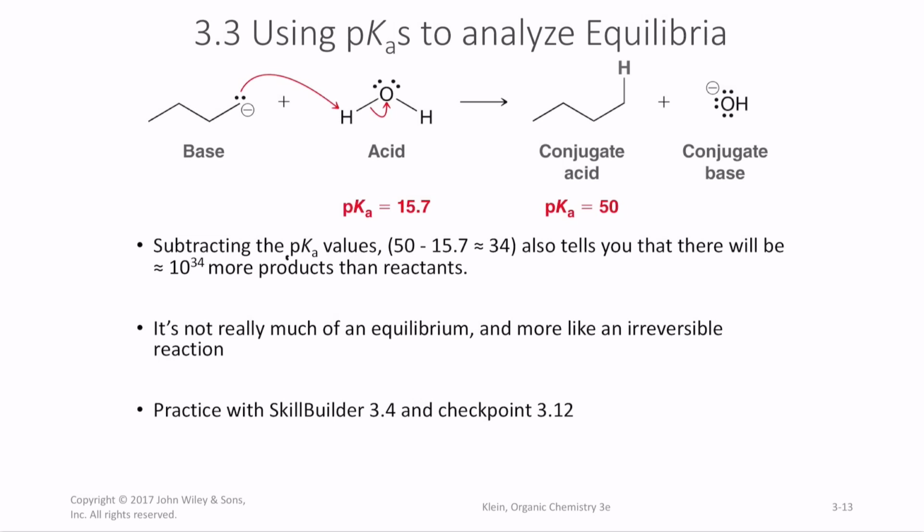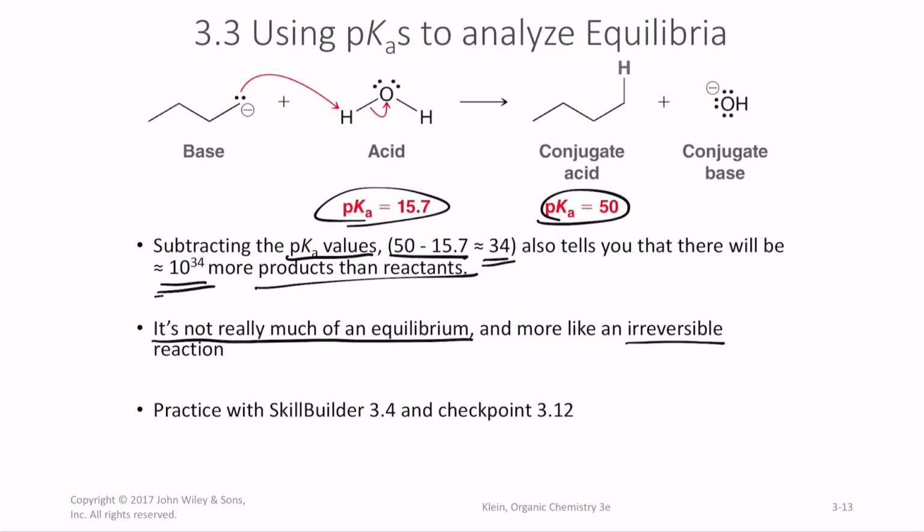Subtracting these pKa values, we can say that 50 minus 15.77 is about 34. Which means that there are about 10 to the power 34 times more products than reactants. So this is how you can compare the pKa values. The difference tells you how many times more favorable one side is. So it's not really much of an equilibrium, but more of an irreversible reaction. Once you cross the barrier of above 10 to the power 3, most reactions are generally irreversible, where you cannot reverse the reaction back to its original reactants. So this is one way we can judge the reaction based on the pKa values.